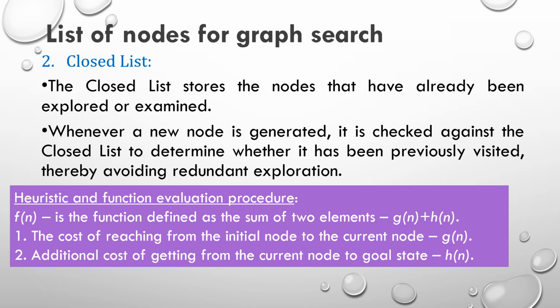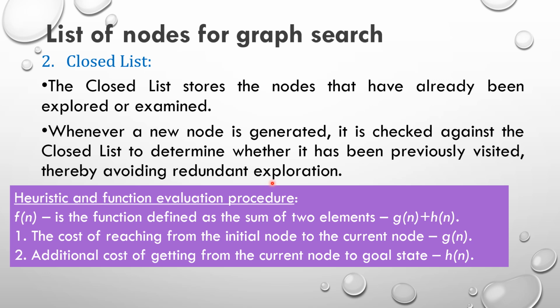And the closed list, the second type of list. This list stores the nodes that have already been explored and examined. Whenever a new node is generated, it is checked against the closed list to determine whether it has been previously visited, thereby avoiding redundant exploration.